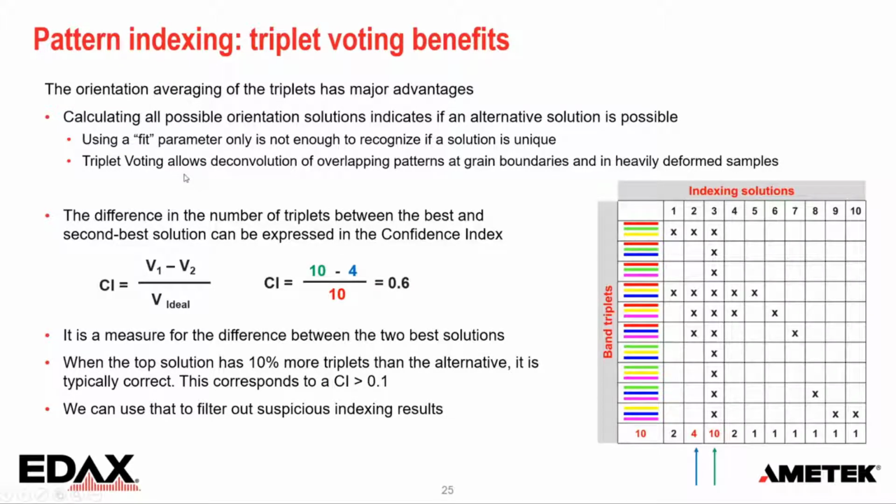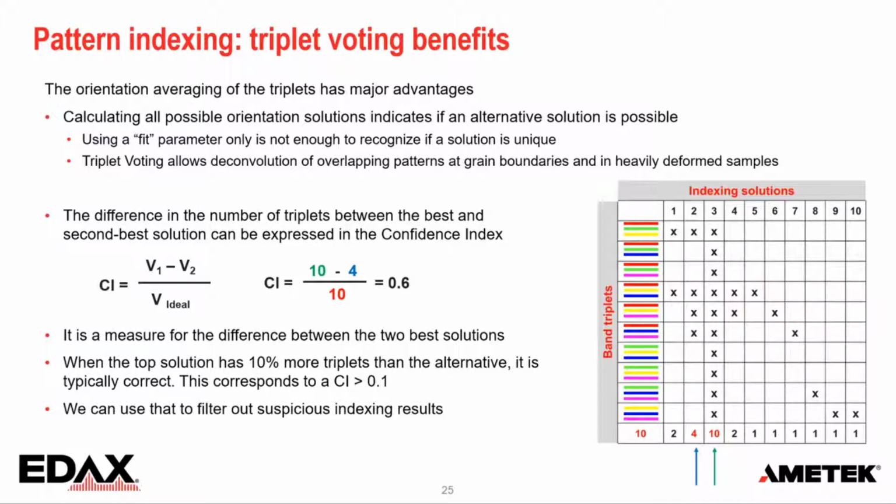It is important because when you only use a fit angle parameter and you have two solutions that would fit equally well in a pseudosymmetry situation, then the fit may tell you that all the bands match and the misfit is very small, so it's a perfect solution. It doesn't tell you if there's a second one. And also, if you have overlapping patterns at a grain boundary, the fit is not going to help you when you have a number of bands that are coming from a second orientation. But the triplets can be identified for the individual grains.